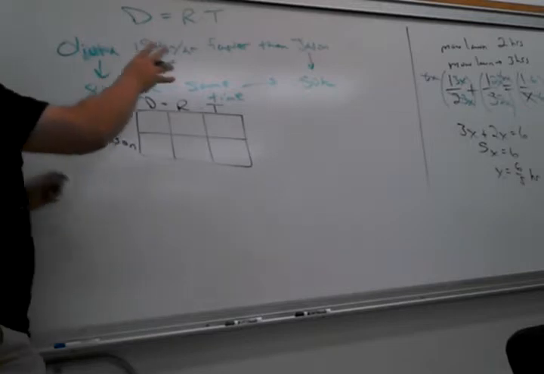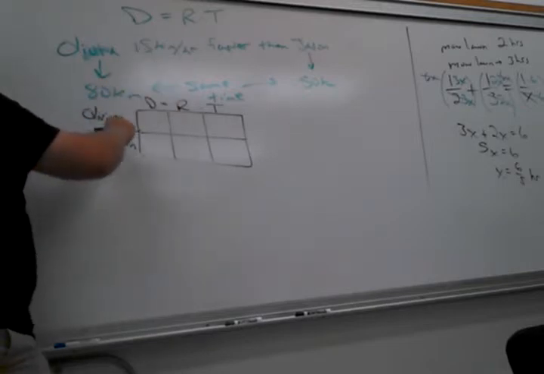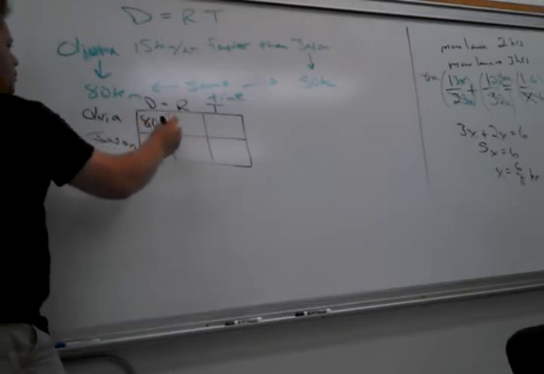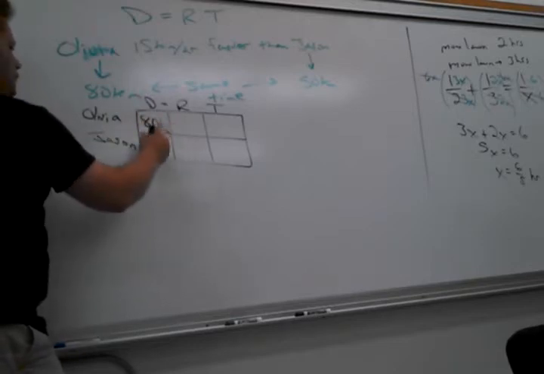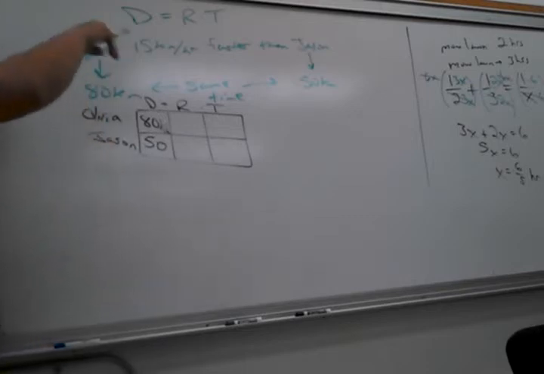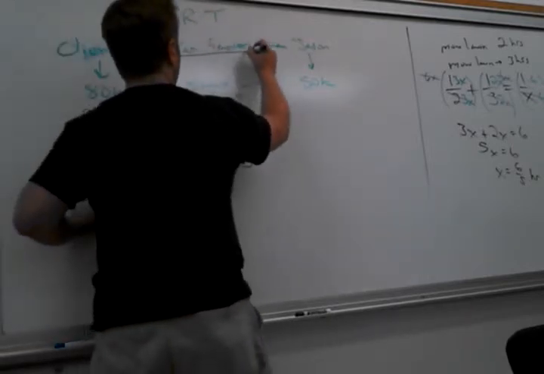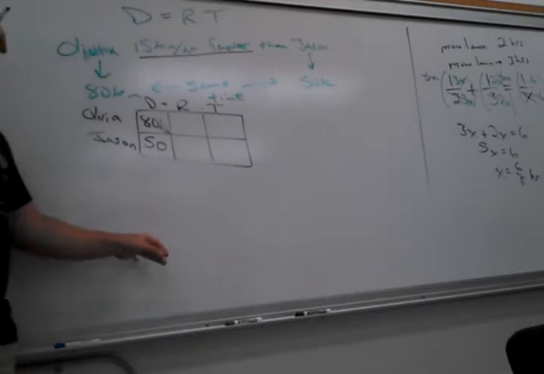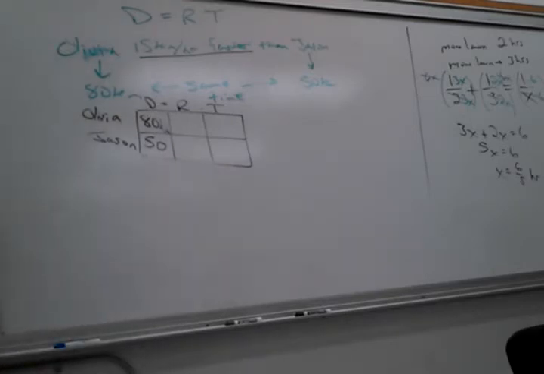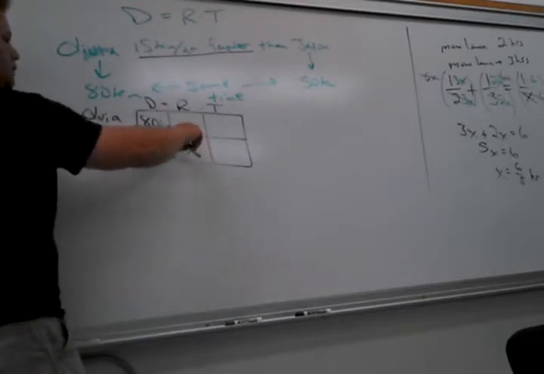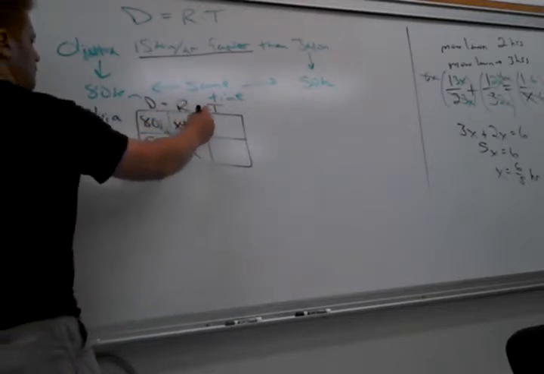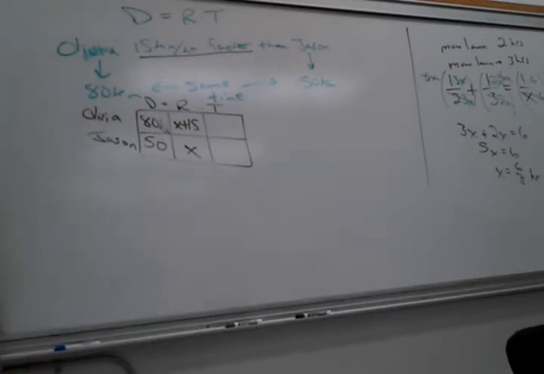So what do I know for sure about Olivia? She went 80 kilometers. And Jason went how far? 50. Now, do I know either of their speeds? No. But I do know that Olivia is going 15 kilometers an hour faster than Jason. So who's just x? Jason. Because Olivia then would be 15 more than that. So what's her rate? 15 plus x. Either way, cool.